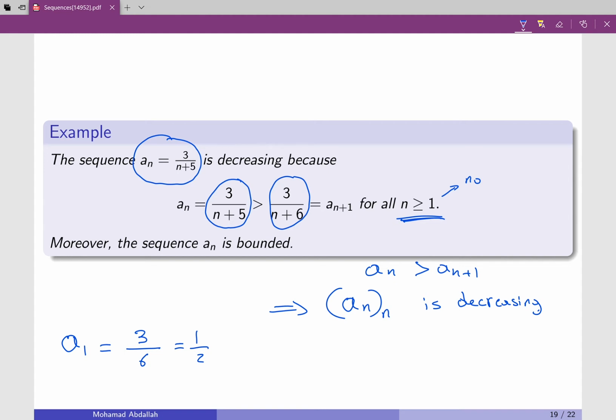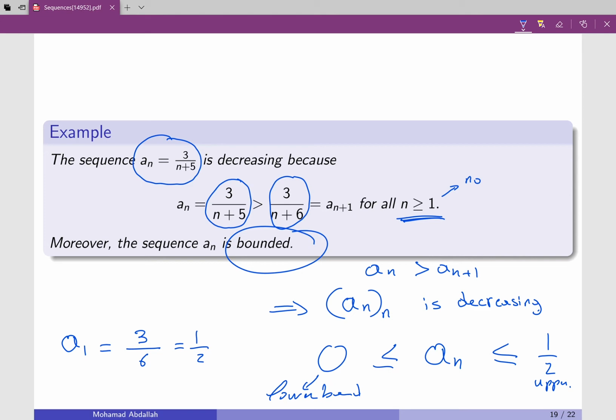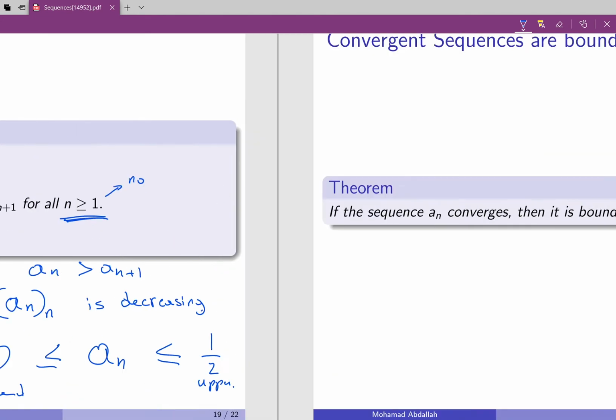Moreover, you can see that my input is always positive, and the output will always be positive because it's 3 over n plus 5. So that means I can see that an is bounded between two values actually. It's bounded between 0 and 1/2. This is the lower bound, and this is the upper bound. So it's bounded below and bounded above. So that's why I can say that it's bounded. That means it's bounded below and above.